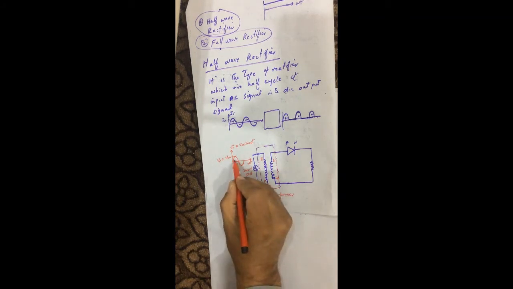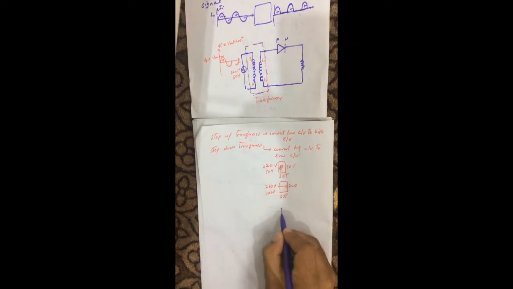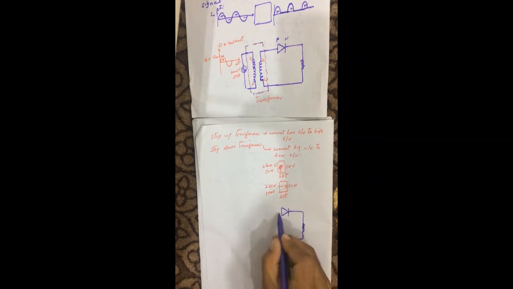Now once it reaches here, suppose the positive half cycle of this voltage. For that I will plot another figure, it will be better if I use another figure. So here we have the same circuit diagram, there is nothing different.